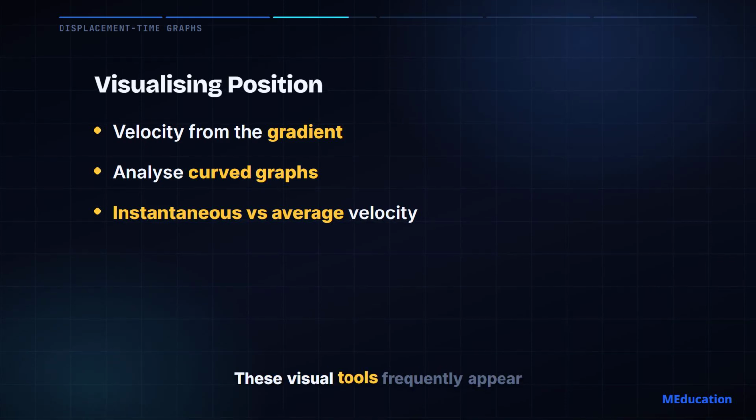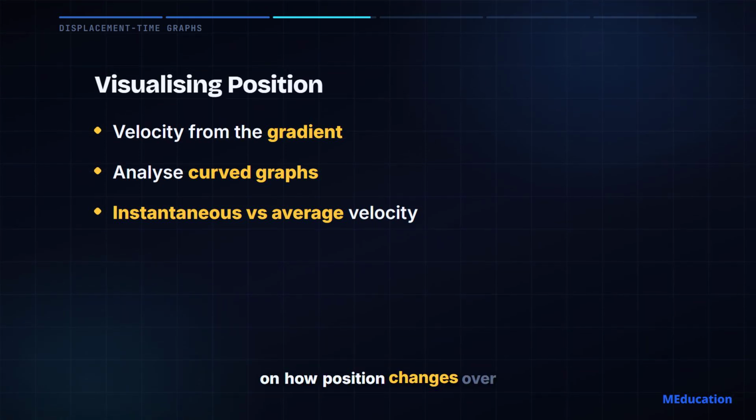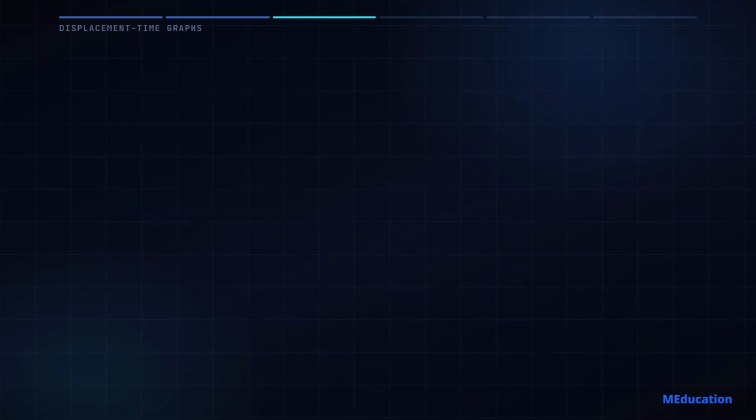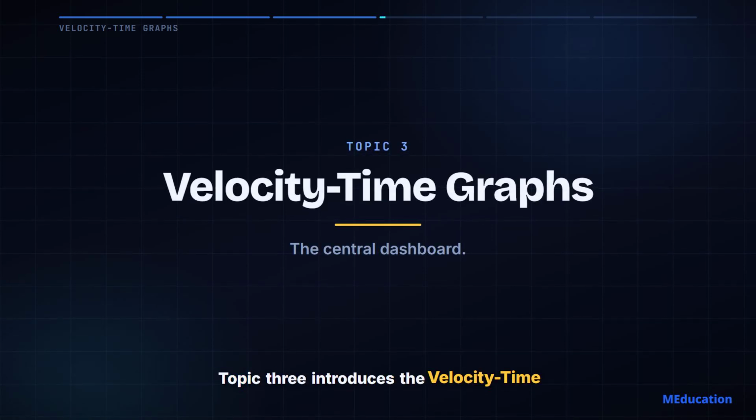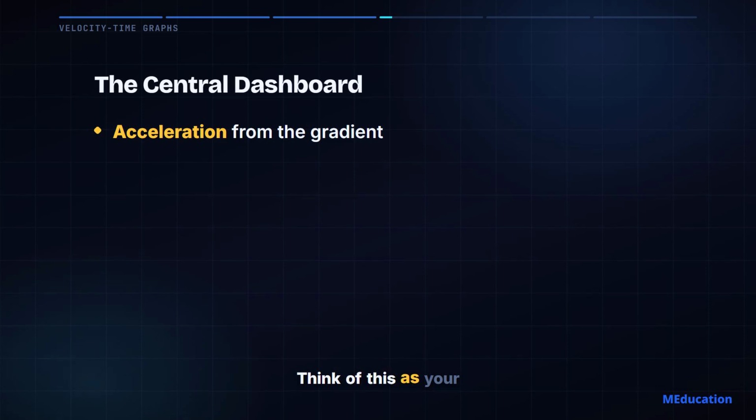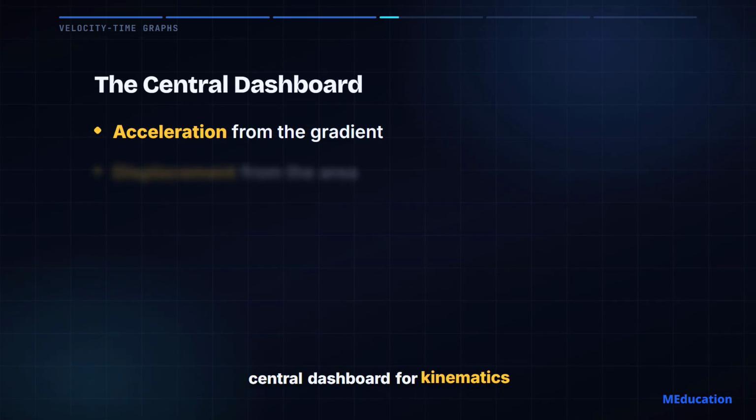These visual tools frequently appear in Paper 1 as tricky multiple-choice distractors, testing your deep conceptual grip on how position changes over time. Topic 3 introduces the velocity-time graph. Think of this as your central dashboard for kinematics.